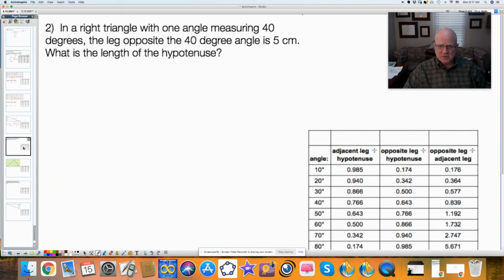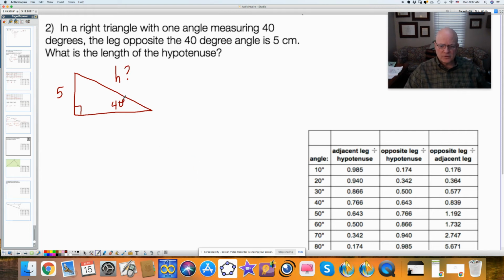The second problem says, in a right triangle with one angle measuring 40 degrees. So I'm going to draw a right triangle, try to make it as right as I can. I'll label this as 40 degrees. The opposite leg of the 40-degree angle is 5. What is the length of the hypotenuse?